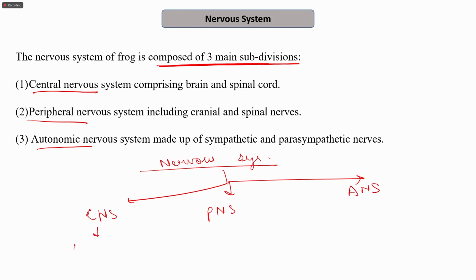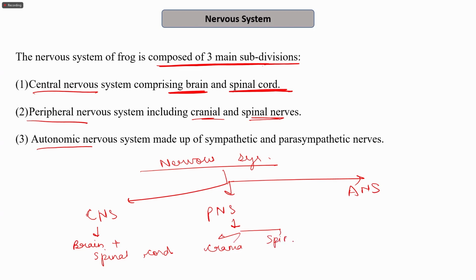The central nervous system mainly comprises the brain and the spinal cord. We know that they are chordates and they have a vertebral column also. So the central nervous system consists of the brain and the spinal cord. The peripheral nervous system mainly consists of the nerves that supply the peripheral regions. It includes the cranial nerves that originate from the brain and the spinal nerves that originate from the spinal cord.